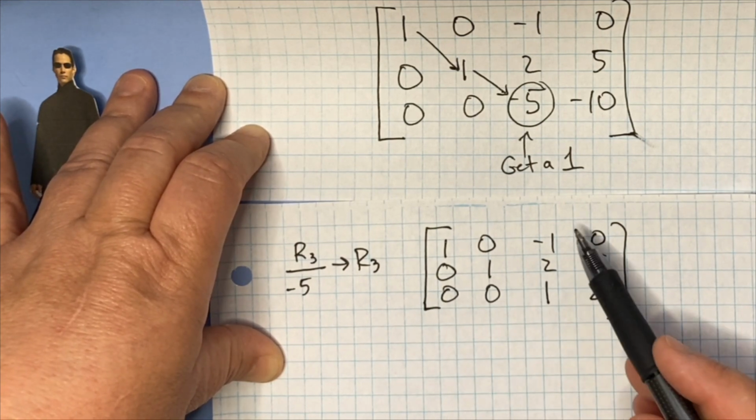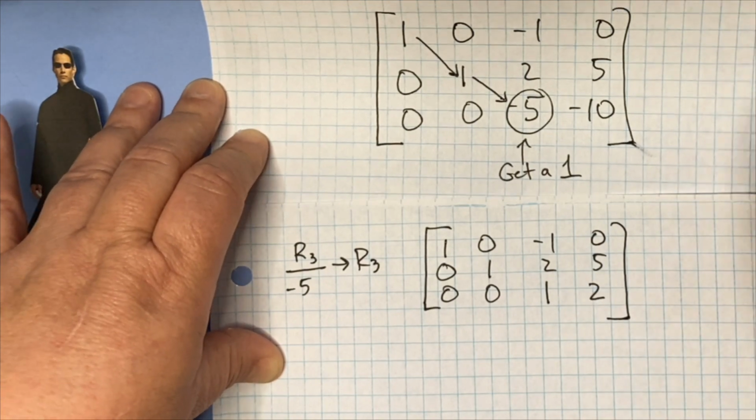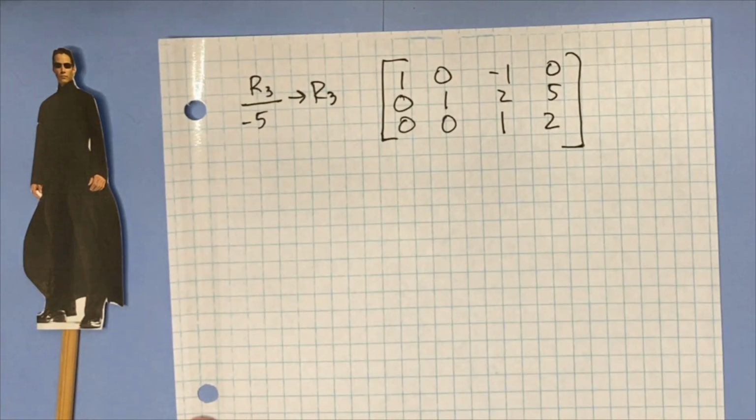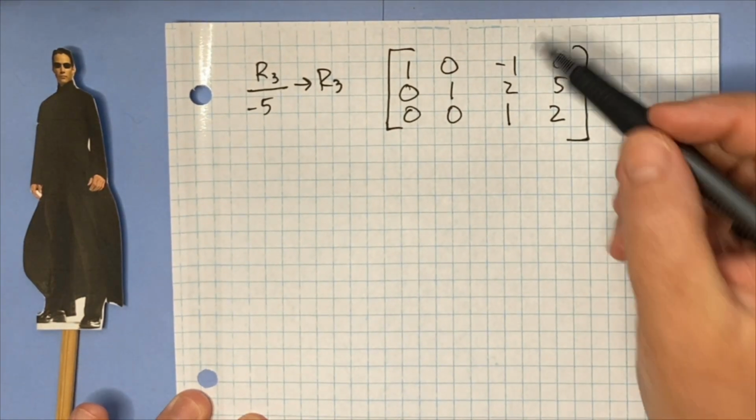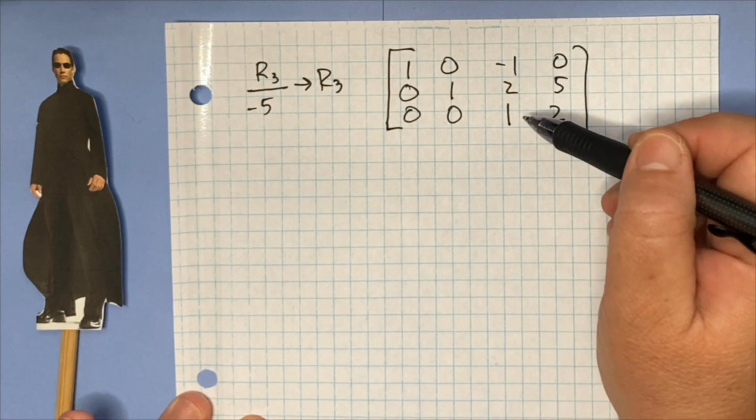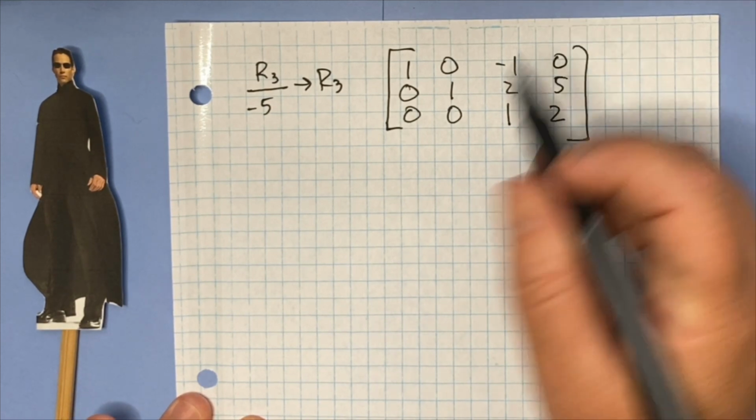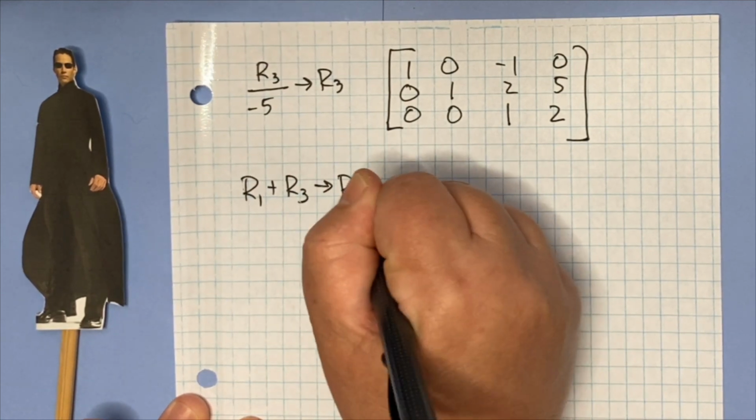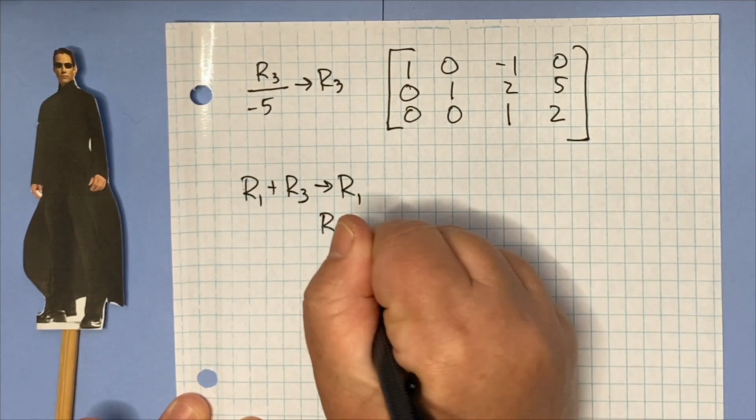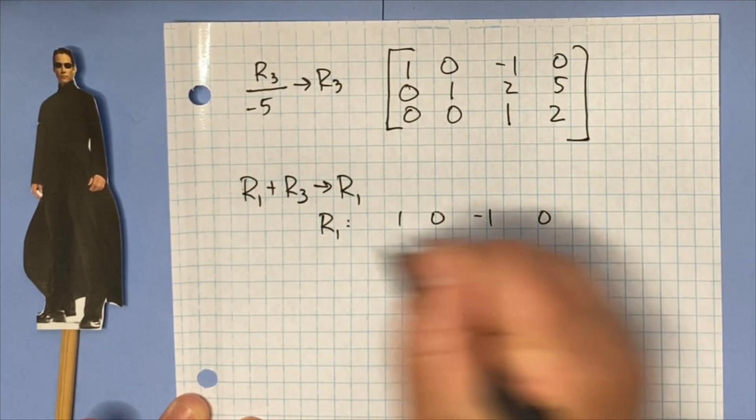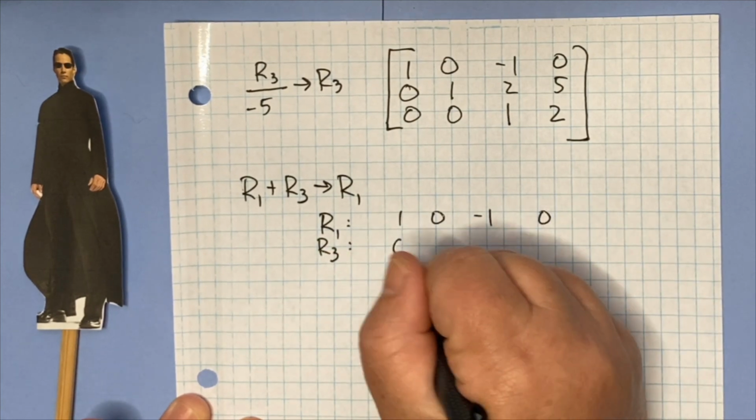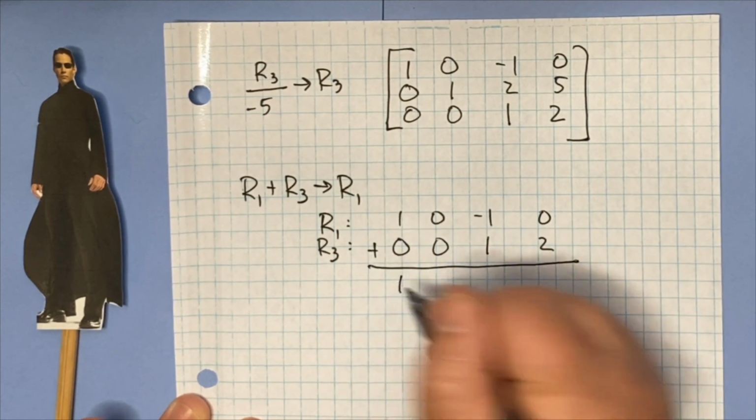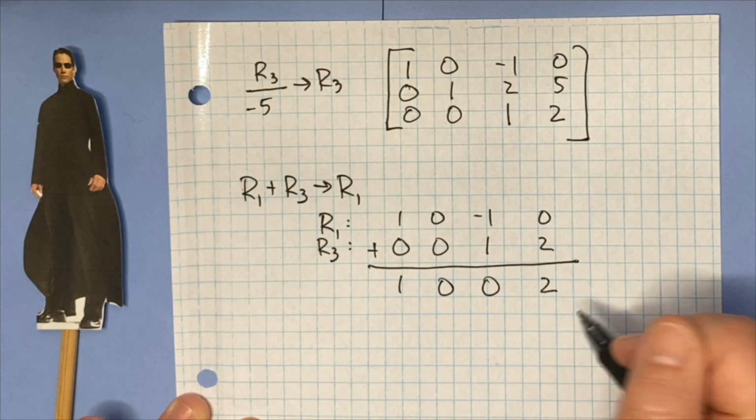So now we got to get rid of the -1 and the 2. Let's do it. Okay. So in order to make a 0 here, I'm going to add 1 plus -1. So I'm going to take row 1 plus row 3 and put that back in row 1. Let's take a look at that. Row 1: 1, 0, negative 1, 0. Row 3: 0, 0, 1, 2. Add them together, 1, 0, 0, 2.